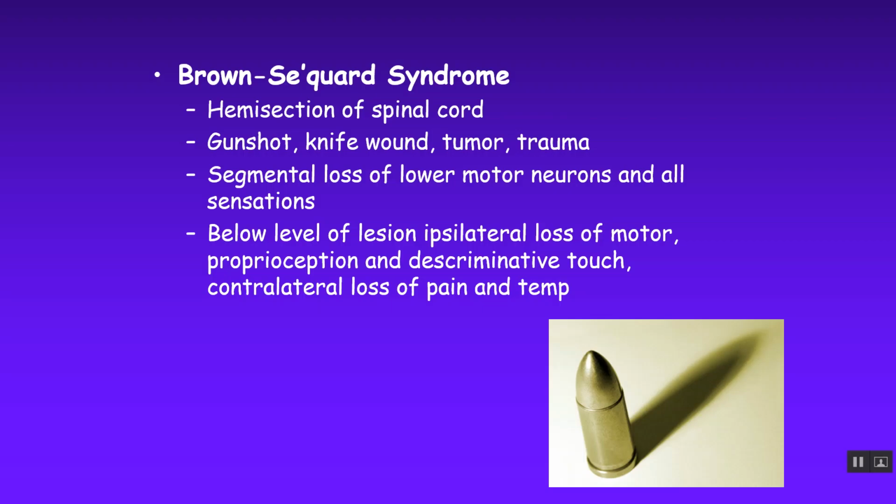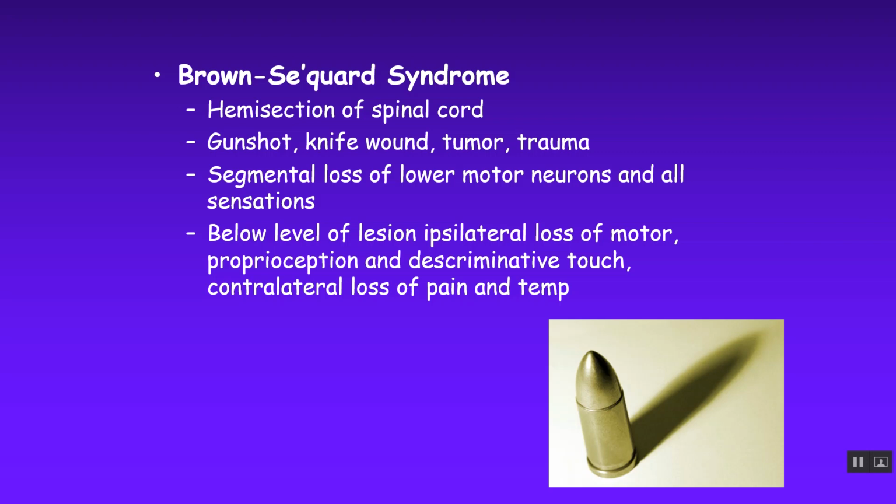Brown-Sequard syndrome. This one you already know pretty well. We've talked about Brown-Sequard. This is half the spinal cord being damaged: gunshot, knife, tumor, trauma, something that impacts just one half of the spinal cord. You're going to have segmental loss at the actual level where the injury is. So you're going to have loss of lower motor neurons and all sensation coming into that one side of your spinal cord at that level, okay? Whatever that might be, T11, C12, C5.